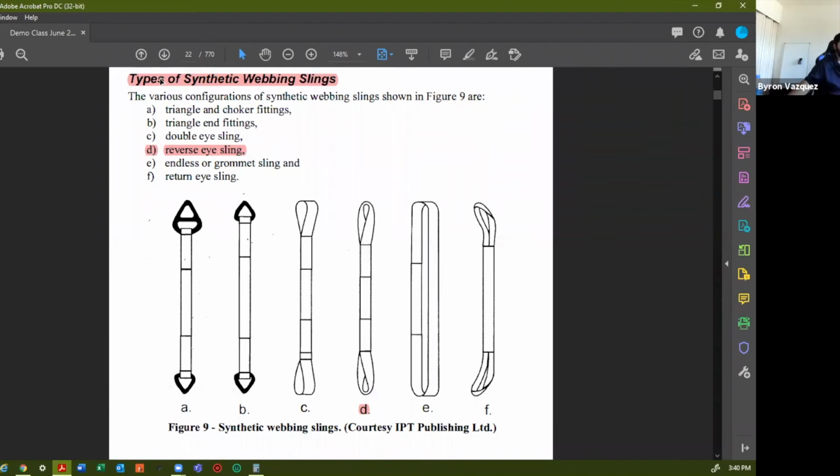Okay, these are types of synthetic webbing slings. These are lifting devices. These all need to be stored properly. The one that you're probably going to use and be asked on is example D, which is a reverse eye sling. Okay, this one here.